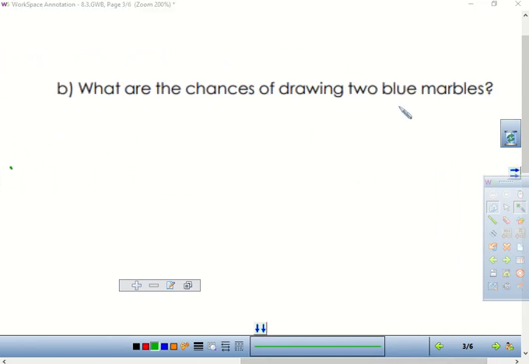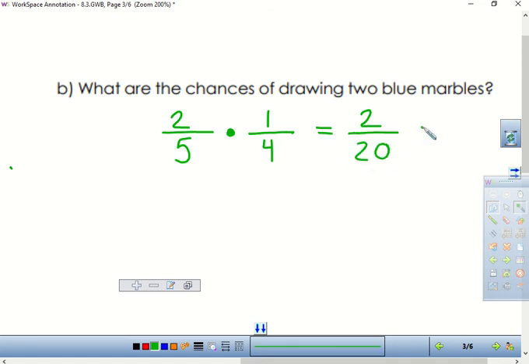What are the chances of drawing 2 blue marbles? What's the chance of drawing the first marble as blue? Same rules as before. How many blue marbles do we have, out of the total, which is? Good. And then times, because we want to draw 2 blue. How many blue marbles are left in the bag? 1. And how many total marbles are in the bag? 4. Good. So this is 2 out of 20, which is 1/10. So a 10% chance of that happening. Does anybody have any questions about that so far?